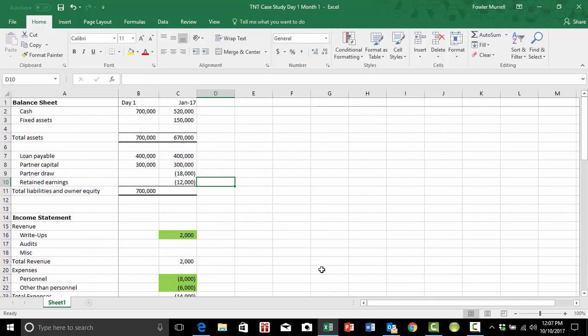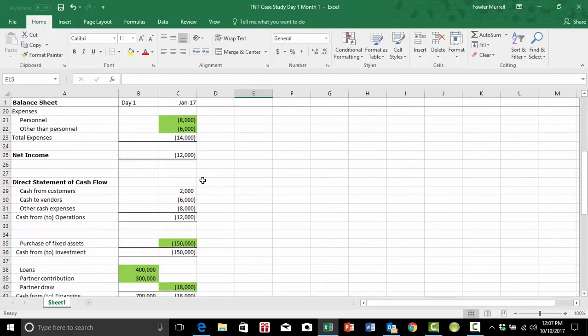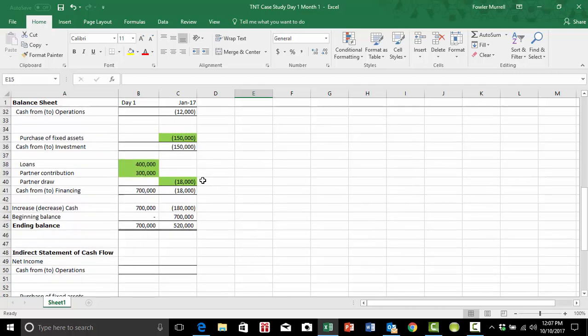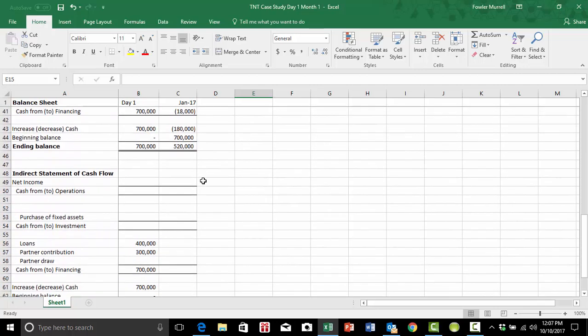Okay. And it means that our total liabilities and owner's equity now will be $670,000, and our assets and liabilities are equal, which is what's supposed to happen. Right? So that's that. Our balance sheet is done. Income statement is done. Direct statement of cash flow is done. Now we go to the indirect statement of cash flow.